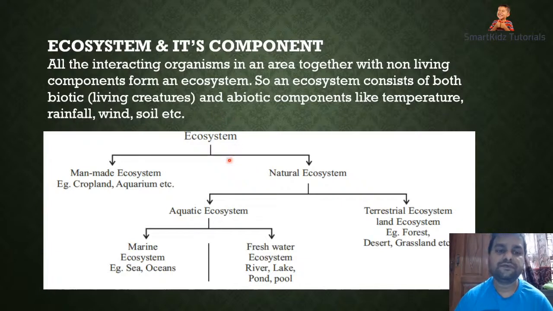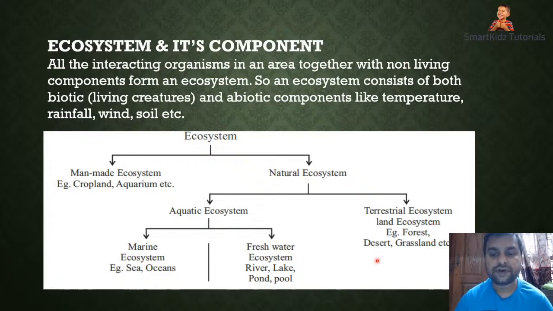An ecosystem can be further divided, as you see over the chart over here, into man-made or natural. Man-made, as you can understand, is something that is done by humans, for commercial purpose or for the development of a habitat for a particular organism or group of individuals. A natural ecosystem is what we find everywhere, and that can be further classified into aquatic ecosystem as well as terrestrial. Terrestrial refers to the land ecosystem.